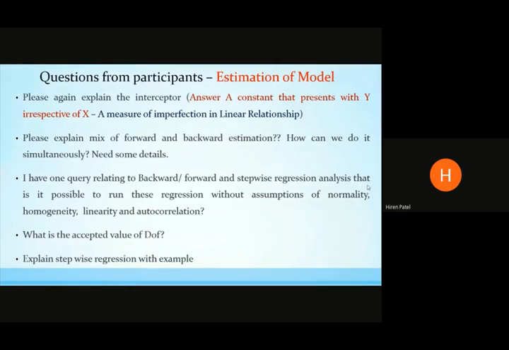Explain the stepwise regression with example. To answer your question, stepwise regression means you add a variable A first in your equation, in your multiple regression. Then you add variable B, then you add variable C, then you add variable D. But you do not know whether variable A has the highest correlation, B has the highest correlation, C has the highest correlation, or D has the highest correlation.